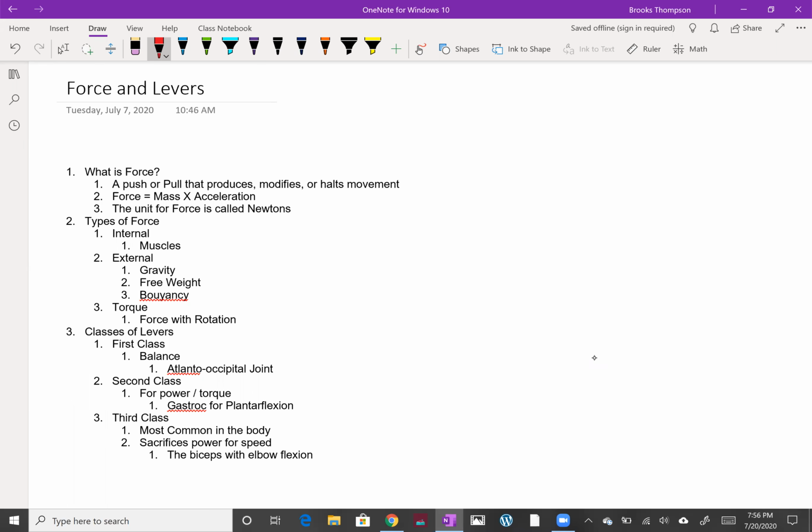So the first thing we need to understand is force. And what is force? Well, force is simply any push or pull that produces, modifies, or halts movement. So if you're changing direction, think about a baseball heading towards the batter. The batter is able to use force through the baseball bat to change the direction of the ball.